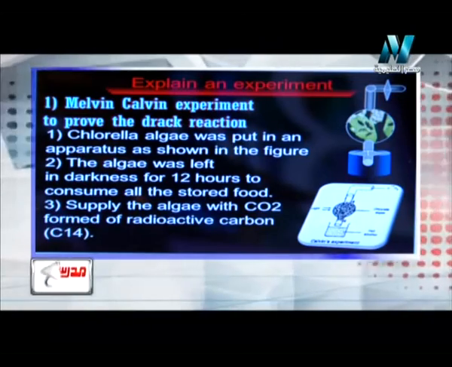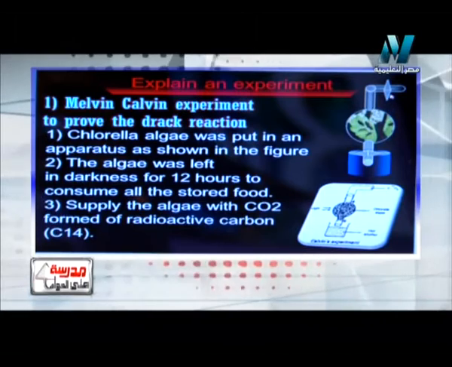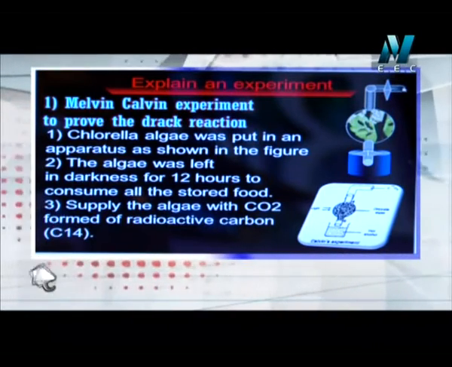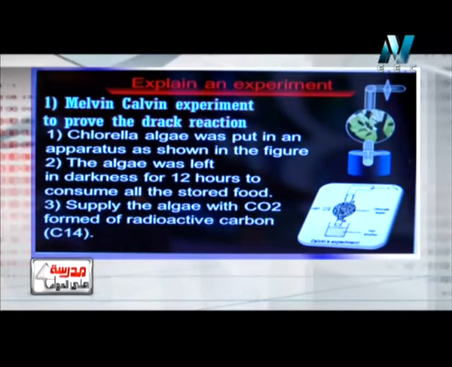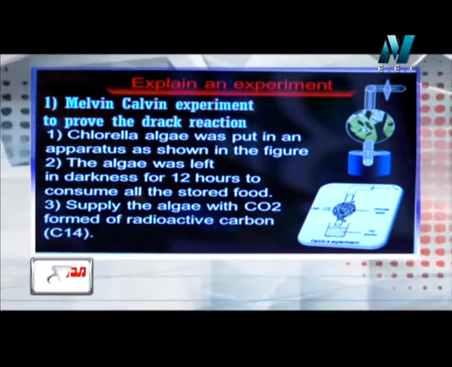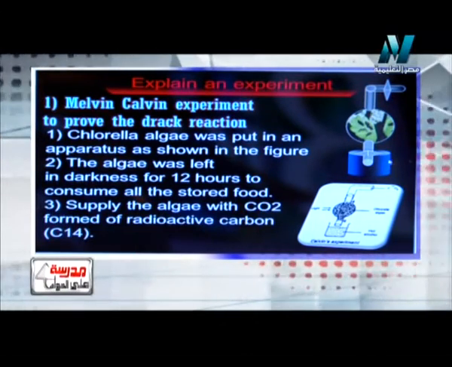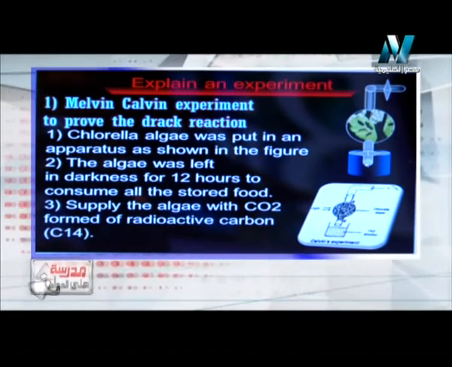So the chlorella algae is supplied with carbon dioxide, CO2, containing radioactive carbon-14, and allowed to be exposed to light for 1 to 2 seconds. After that, put the chlorella algae in warm or hot alcohol to kill the protoplasm and stop the biochemical reactions. After that, we can carry out the analysis of the compounds that formed as the result of photosynthesis in 1 second.